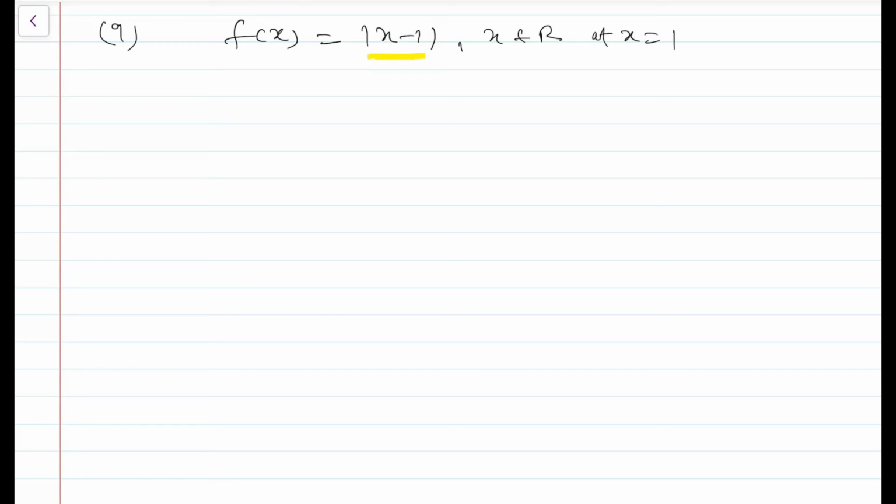It says, prove that the function f given by f(x) equal to modulus of x minus 1, where x belongs to R, is not differentiable at x equal to 1. So we'll check whether the function is differentiable at x equal to 1. How?